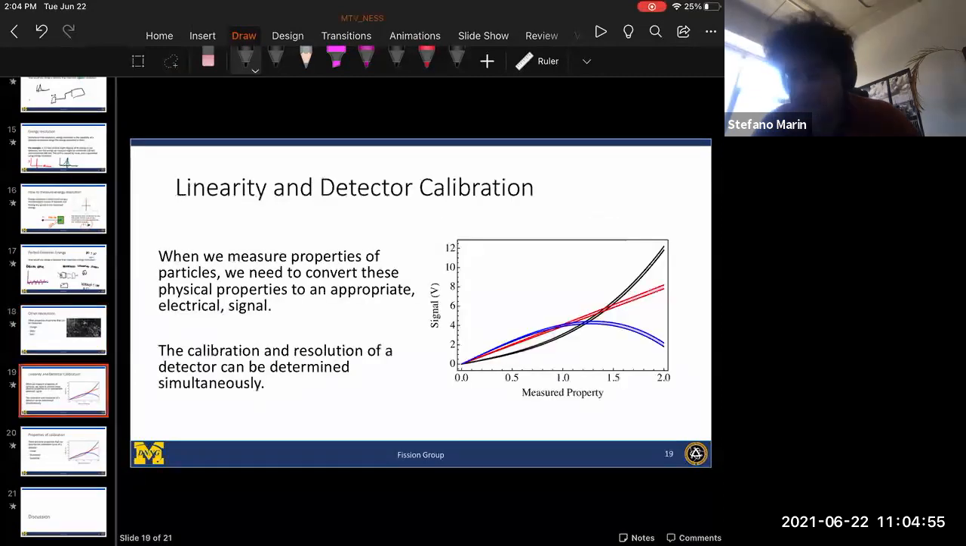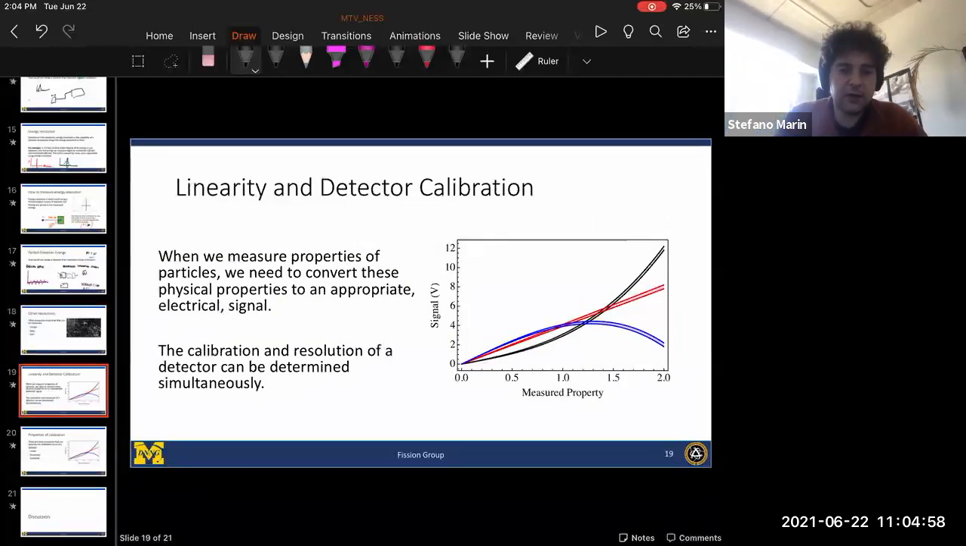Okay, so we have 2 more slides to go, but I'll take any questions now, because this is a change of pace on how we interpret the signal of a detector. So let's see if there are any questions.